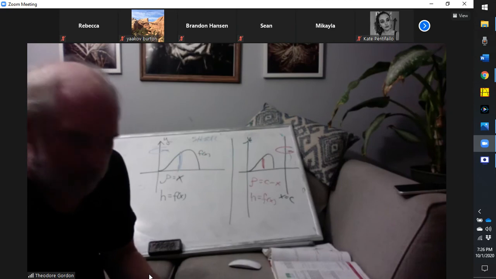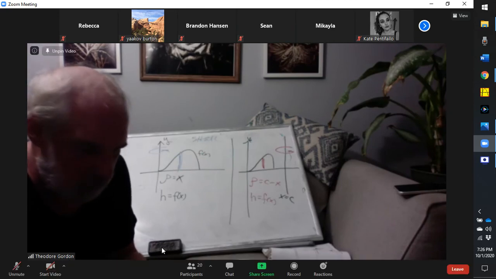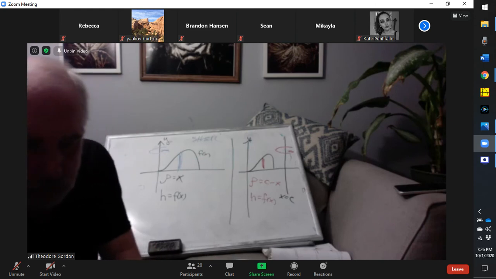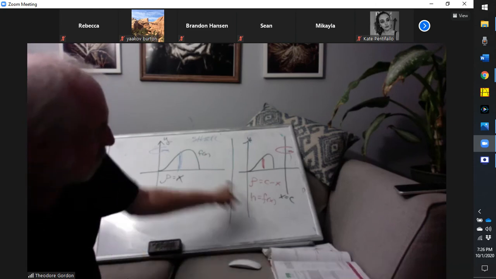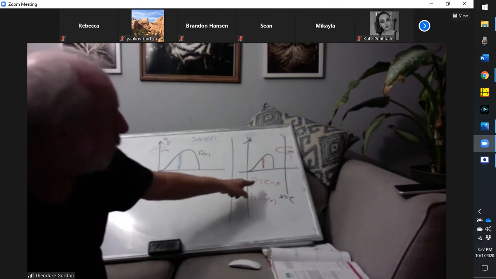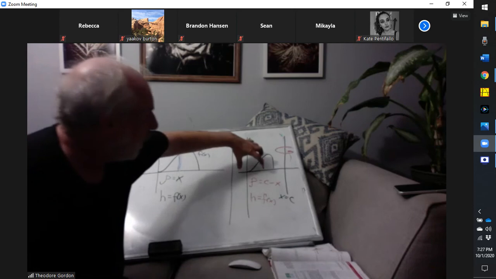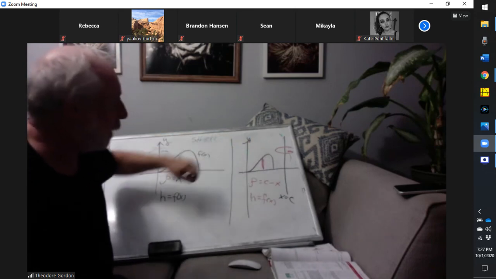So I'm glad you asked that. Would it make a difference if the line x equals c was on the other side of the y-axis? No, then it'd be c minus minus. Okay, thank you. Right? Because it would be all of this plus that other bit.